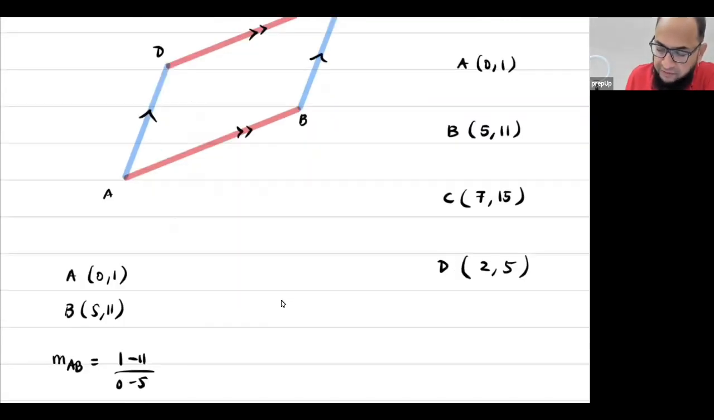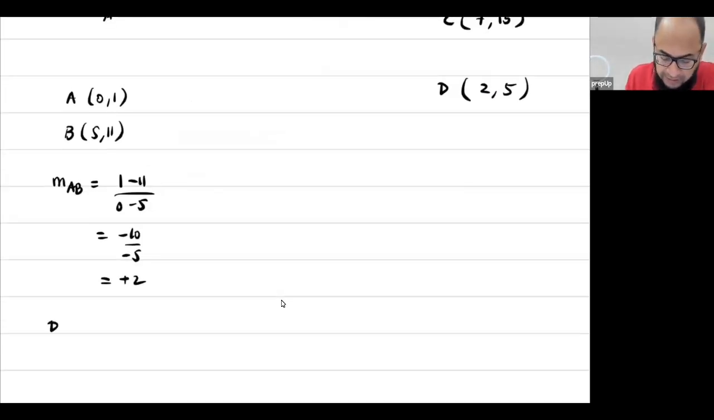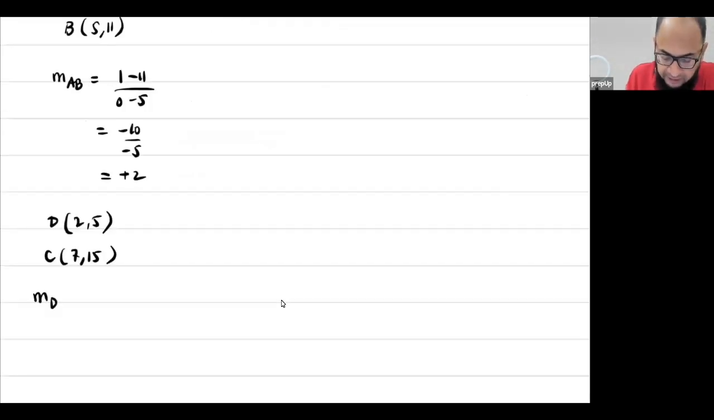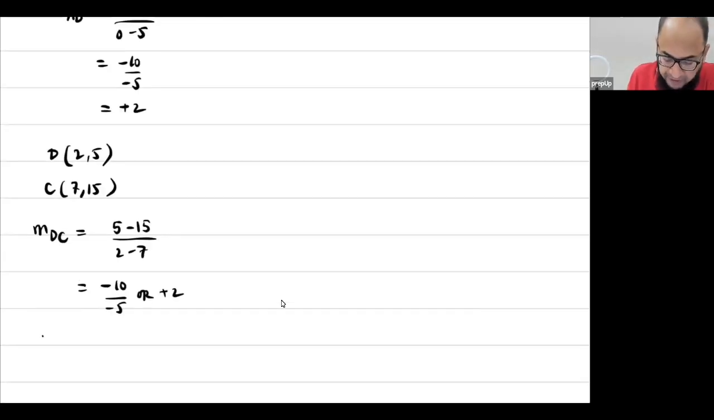Let me choose D and C. D is (2, 5), C is (7, 15). So gradient of DC is (5 minus 15) over (2 minus 7), negative 10 over negative 5, which is again positive 2. So I have proved that the gradient of AB is the same as the gradient of DC. Therefore, opposite sides are parallel.